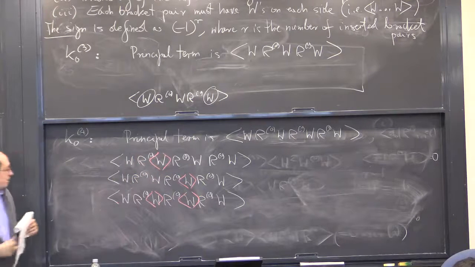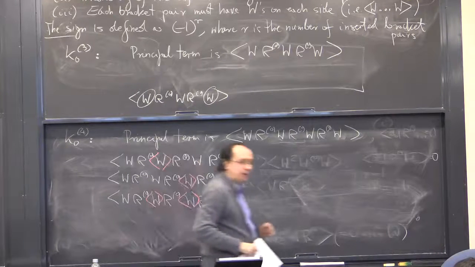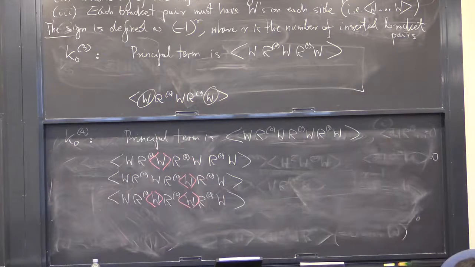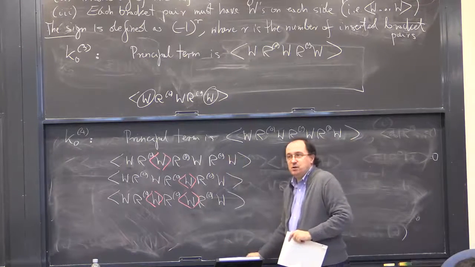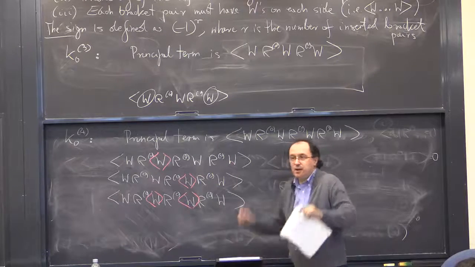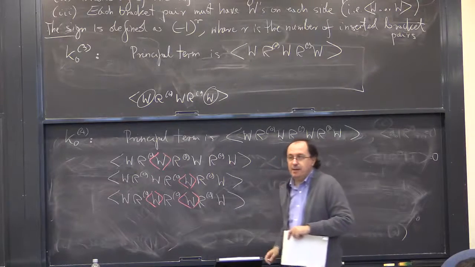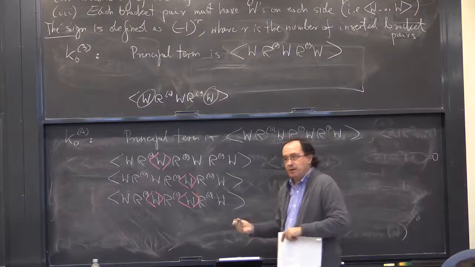You can see they are non-straddling, they don't touch each other, and they both have W on each side of the bracket. But, and that's as much as you can do within this expression, surrounding a single operator. But I can surround more than one. Okay?